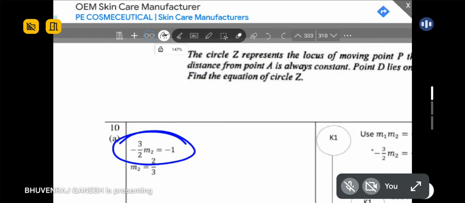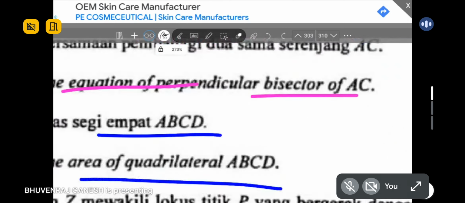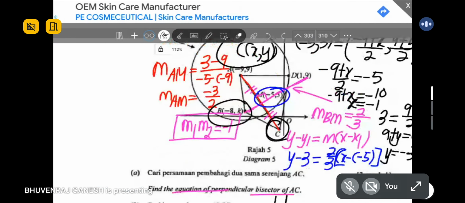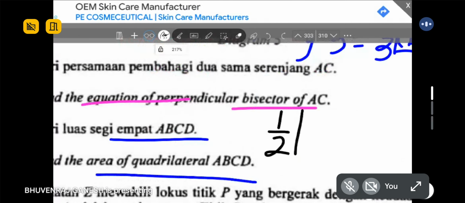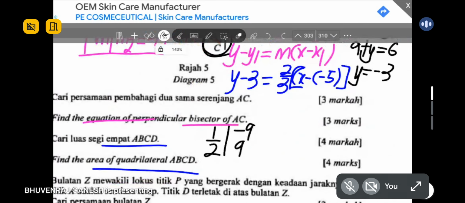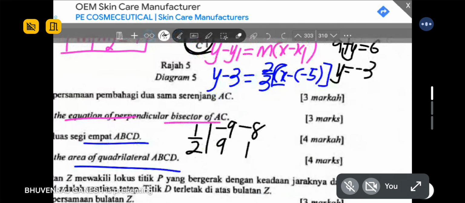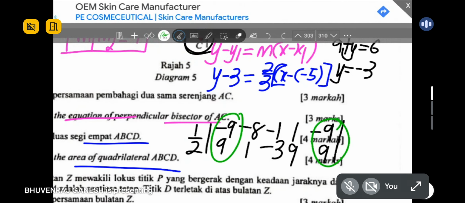So now, you can already find the area of quadrilateral. Boleh cari luas. So you just use the formula of half modulus. So coordinate A, negative 9, 9. Coordinate B, negative 8, 1. Coordinate C is negative 1, negative 3. And coordinate D, 1, 9. Remember, end with the same coordinate. Kena akhir dengan coordinate yang kamu mula. So negative 9, 9, negative 9, 9.